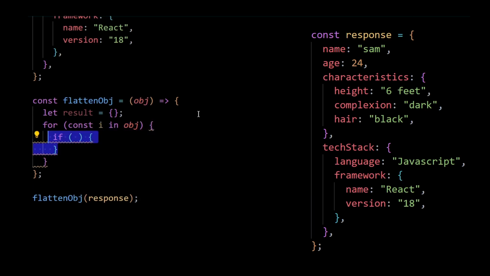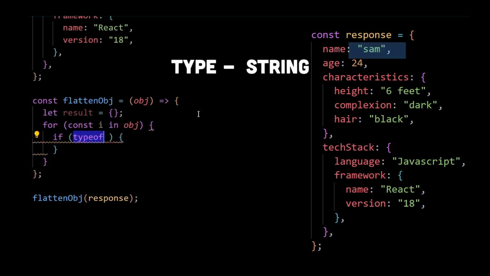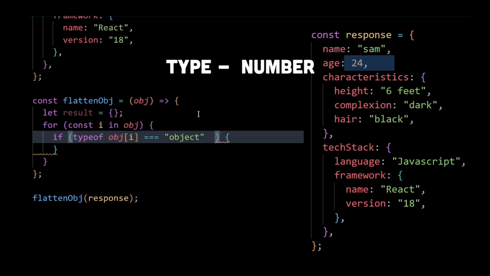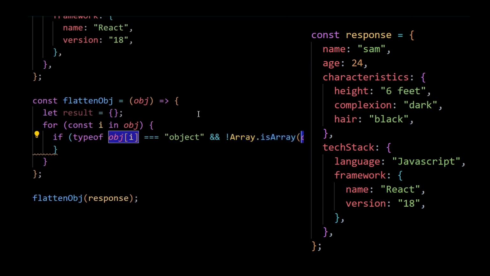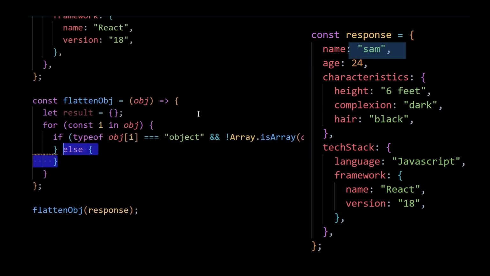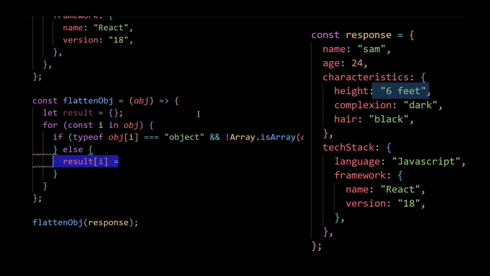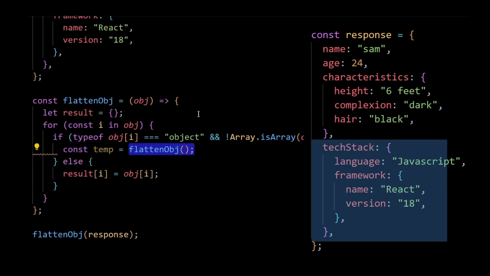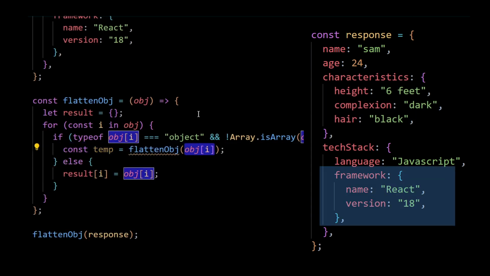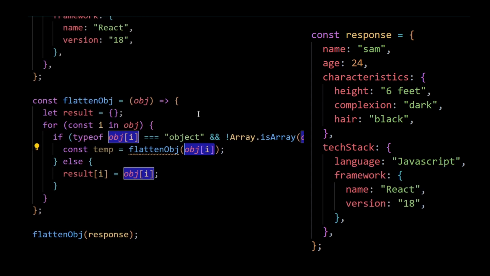For each property I will check if the type of the property's value is an object and not an array using the typeof operator and Array.isArray function. If it is not an object, then in the else condition, I'll directly add it to the result object with the same key i. And if it's an object, I'll recursively call the flattenObj function on that nested object, and then store the result in the temp variable.